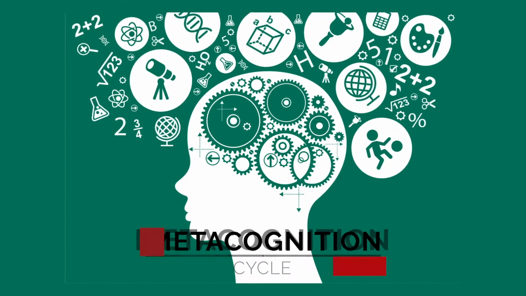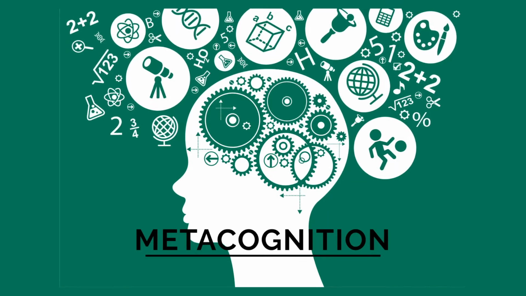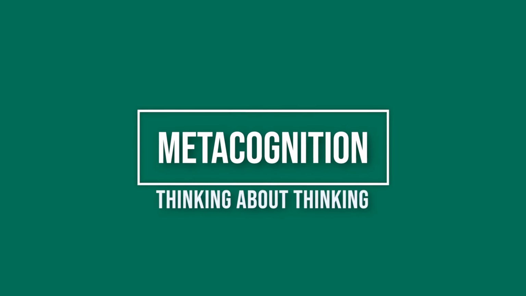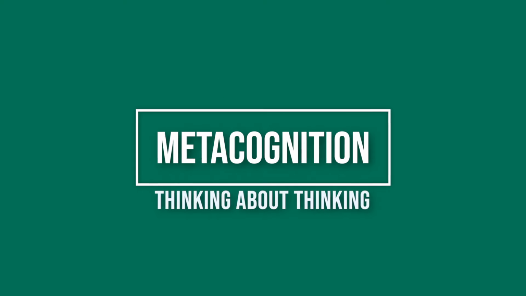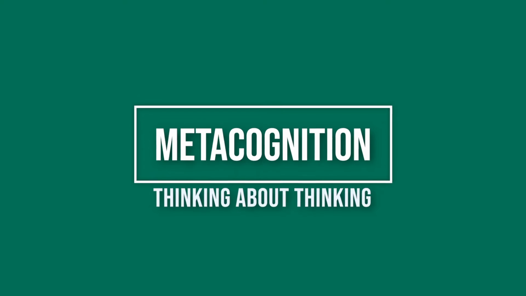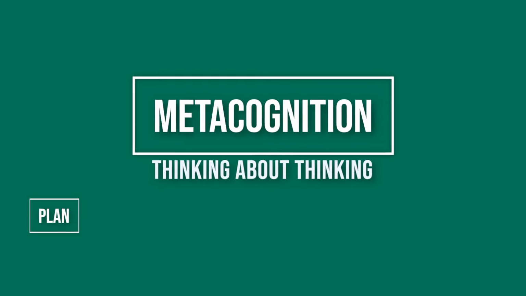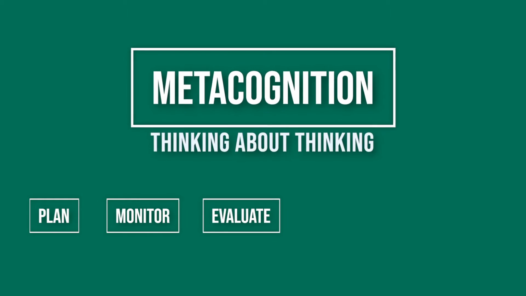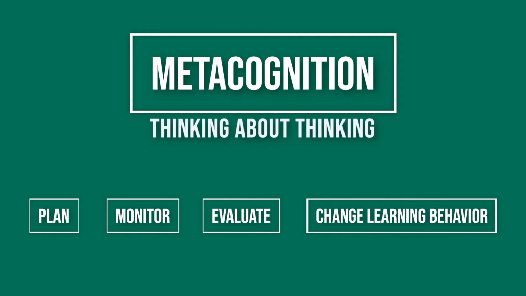But first, let's define what metacognition is. Metacognition is thinking about thinking. It describes the processes involved when learners plan, monitor, evaluate, and make changes to their own learning behaviors.